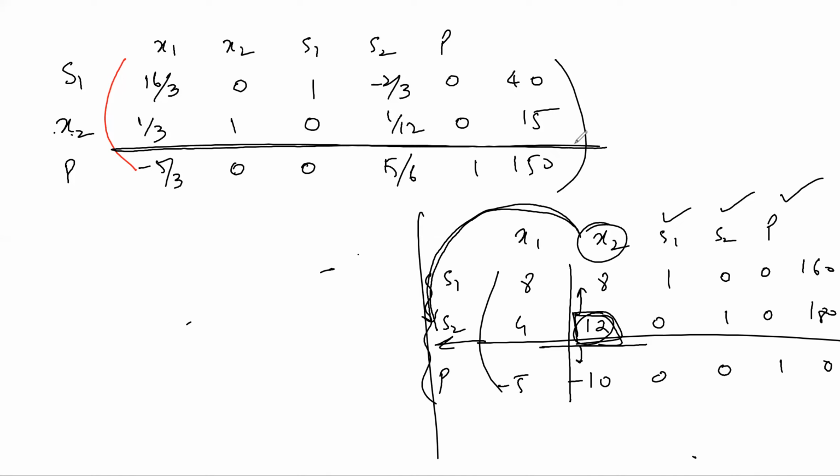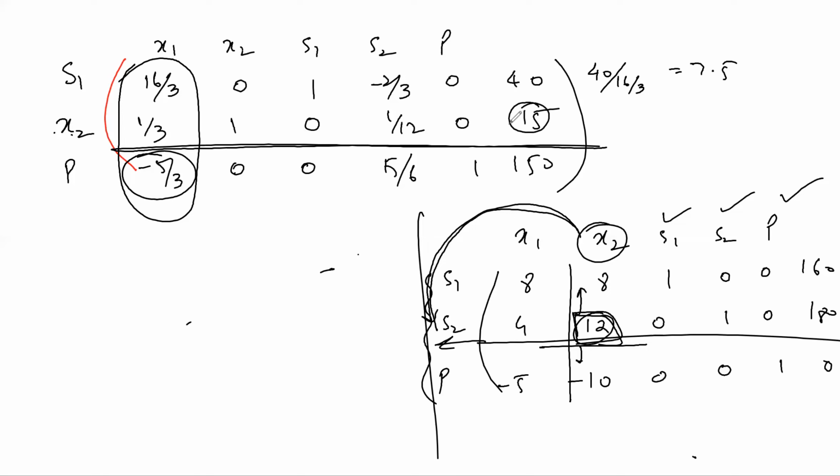You see in the bottom row which one is the most negative number. So only minus 5 by 3 is the negative number. So minus 5 by 3 is now our pivotal column. Now again, we will divide 40 by 16 by 3 and we get 7.5, and we will divide 15 by 1 by 3, it is 45. This is the smallest quotient.